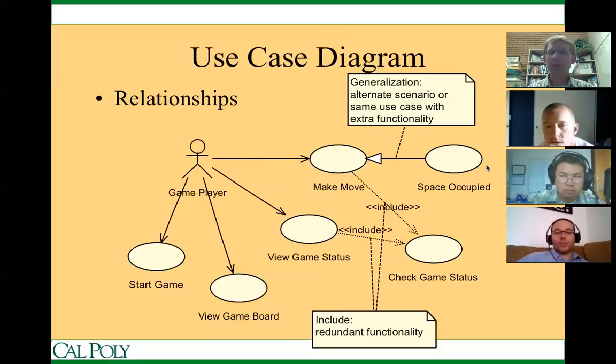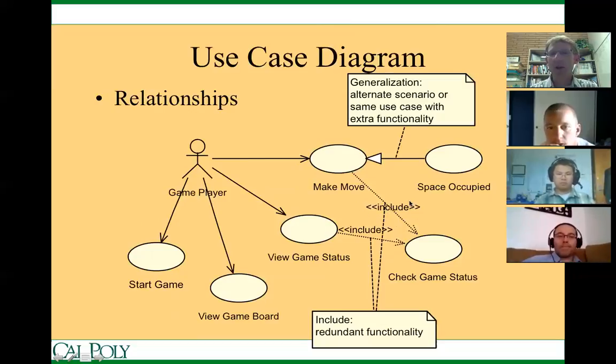We analyze it. Another relationship here is the includes relationship, which is this dotted line with the less than, greater than signs around it. So here, make move and view game status both use this other use case of checking the game status. Because the idea is we want to check to see, did somebody win, or is it what we call a cat or a tie, meaning the board is full and nobody won. That's something we need to do from several other use cases. When we make a move, every time we'll check the game status.